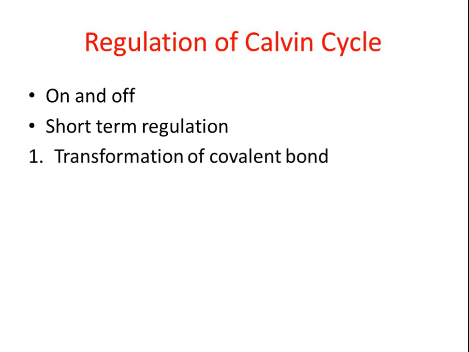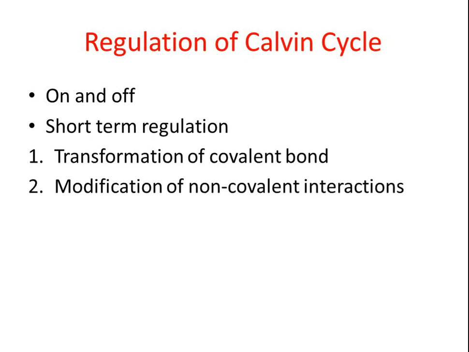First, the transformation of covalent bonds, such as the reduction of disulfide and the carbamylation of amino groups, which generates a chemically modified enzyme. And second, the modification of non-covalent interactions, such as the binding of metabolites or changes in the composition of the cellular milieu, for example pH.